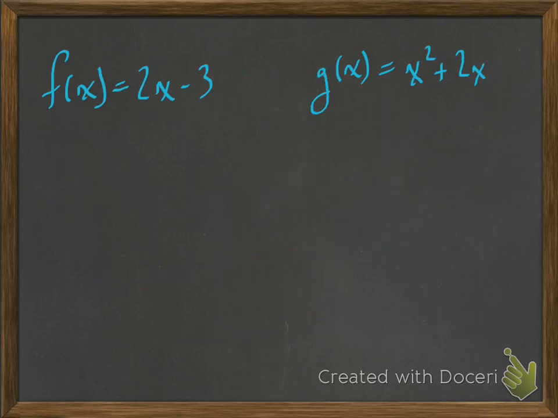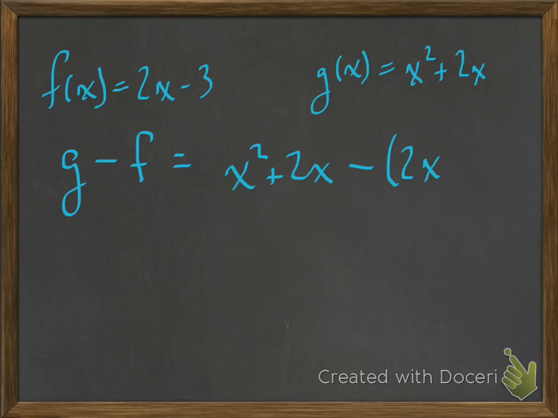Subtracting is also just about combining like terms. For example, let's say g minus f. All that means to do is take g of x, x squared plus 2x, and subtract f of x. Couldn't be more obvious, I suppose. The only thing you might want to think about here is putting the function that is to be subtracted in parentheses. That way we are very careful about distributing the negative sign to everything in that function.